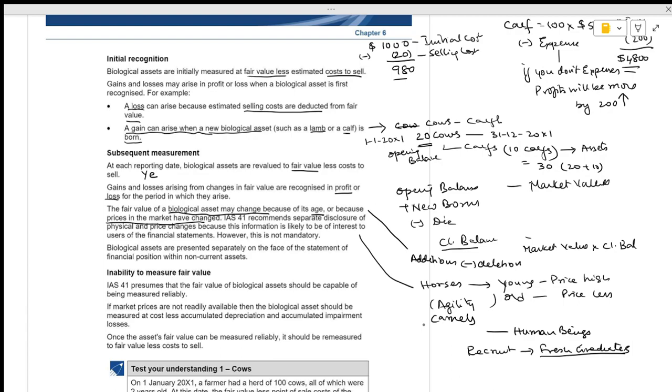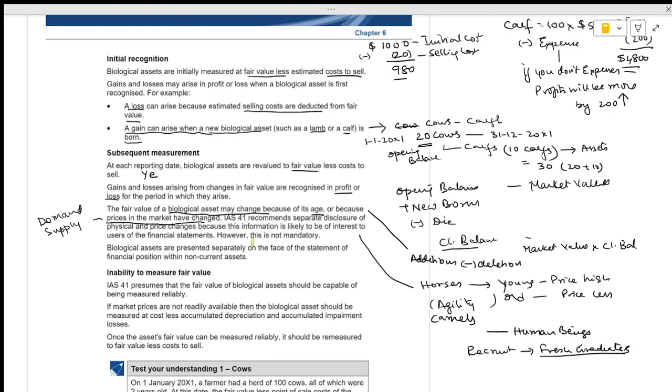It may change because of age, because of prices in the market change. Definitely. Because of prices means you will have demand and supply. You cannot say that in every area it is the same. In some areas, demand for horses is more. In some areas, demand for cows is more. In some areas, demand for camels will be more. In some areas, the demand will change. Commercial products, as simple as that.